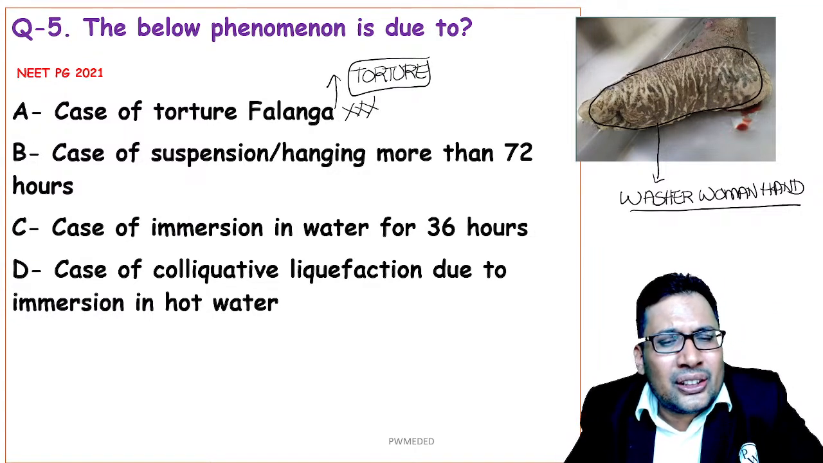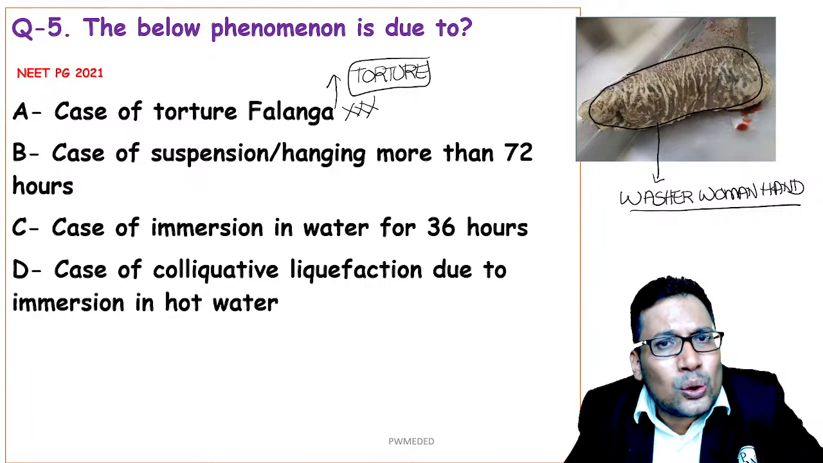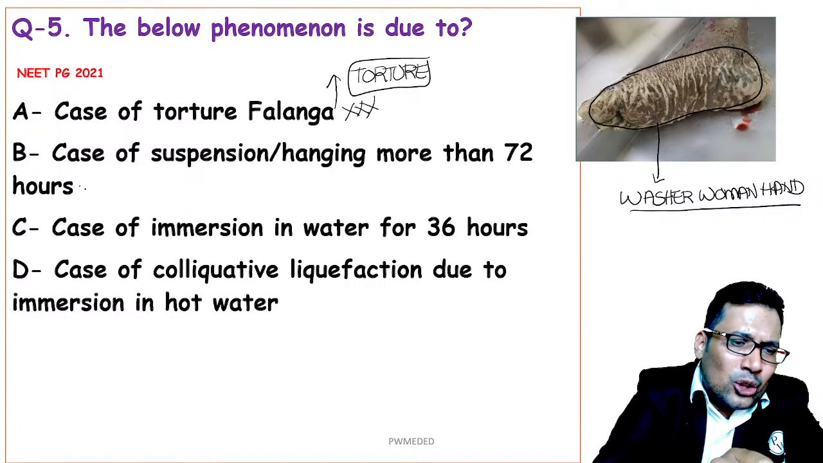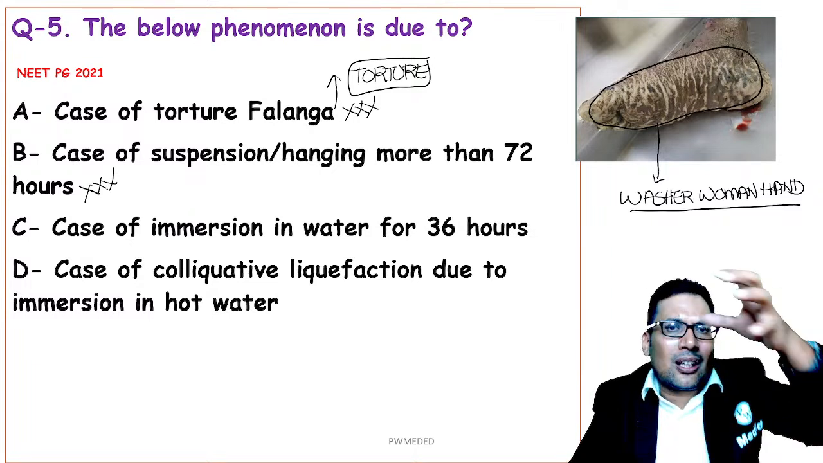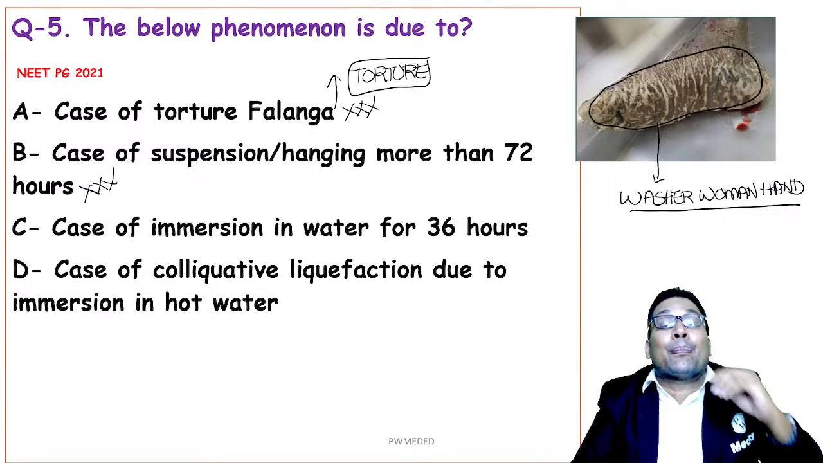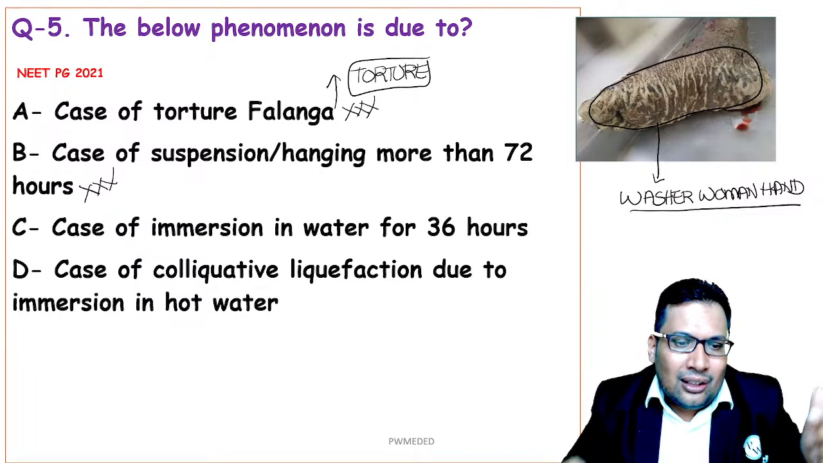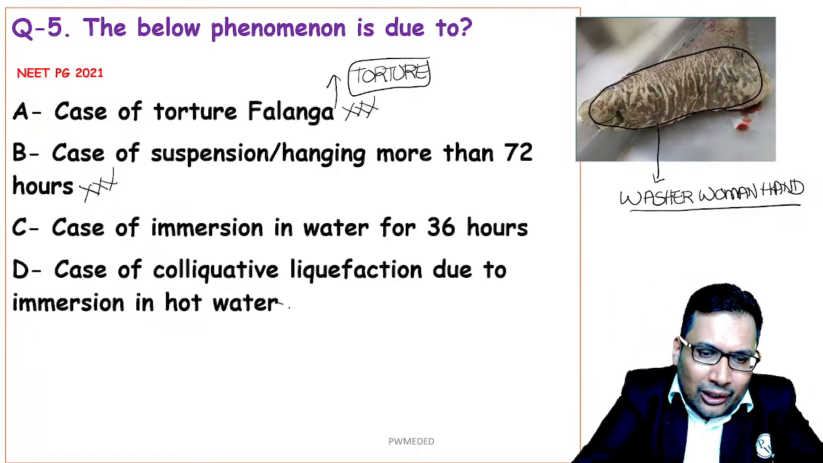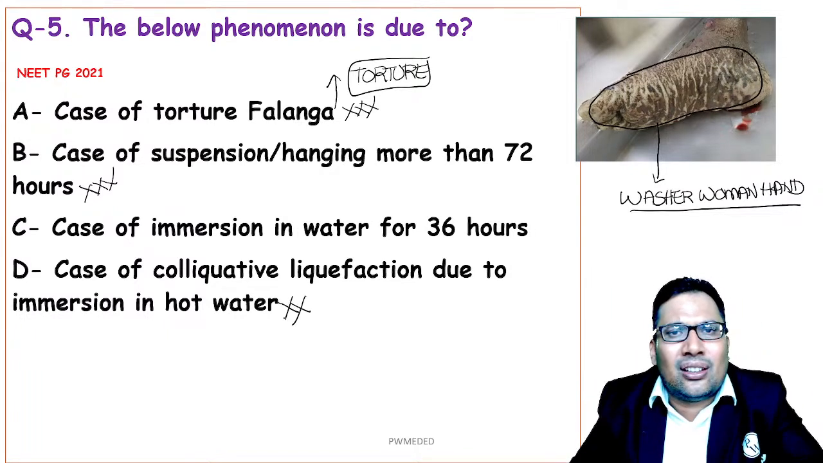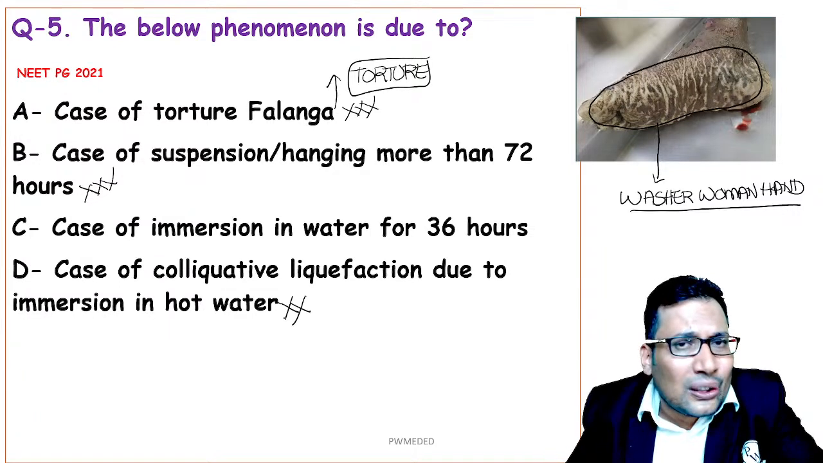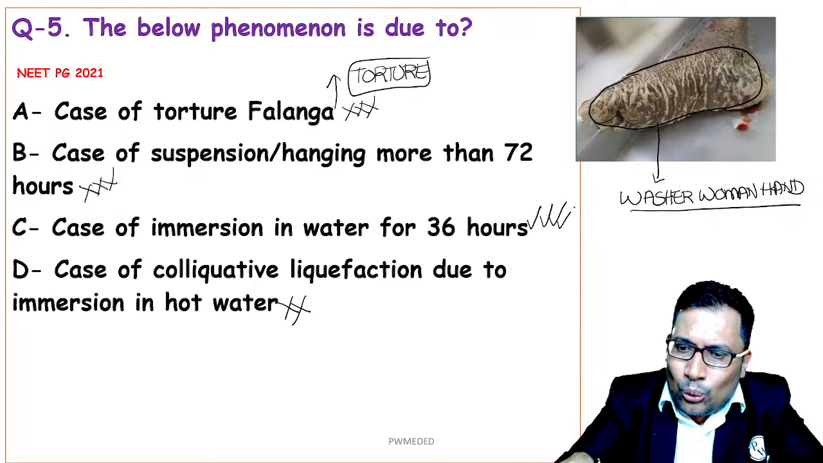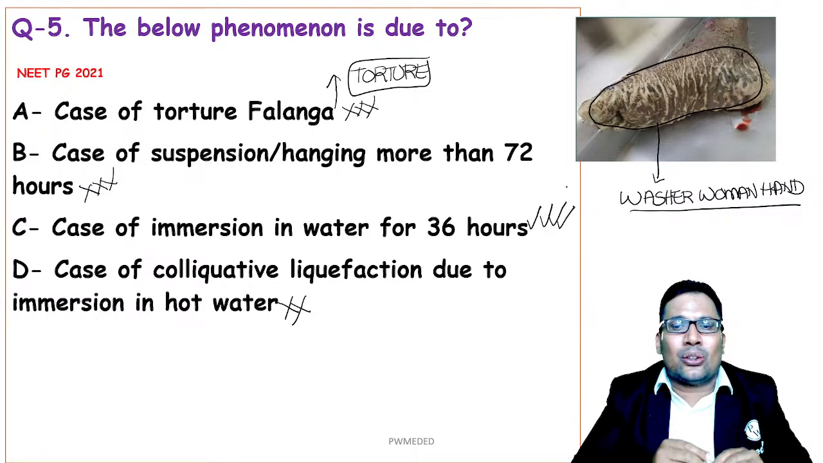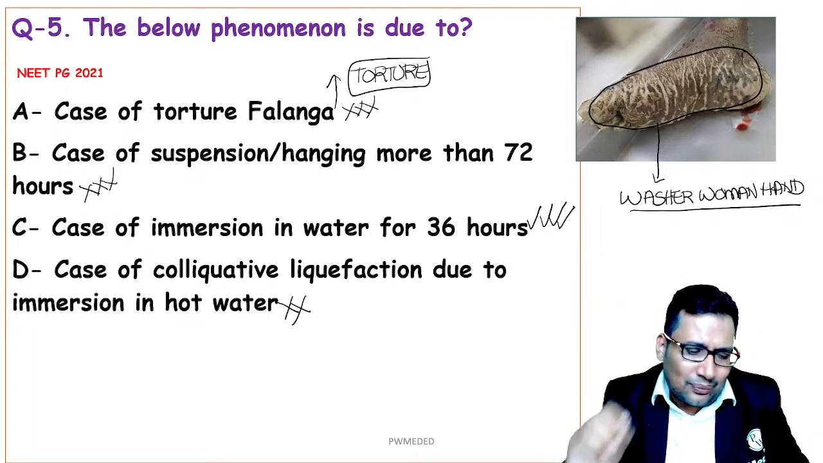Case of suspension, hanging more than 72 hours? No, it is not a postmortem hypostasis. Postmortem hypostasis has a normal color of purplish red, which is not the same. Case of colliquative liquefaction? No, that is not the answer, it will not look like this. Case of immersion, water more than 36 hours? So this is the washerwoman hand.